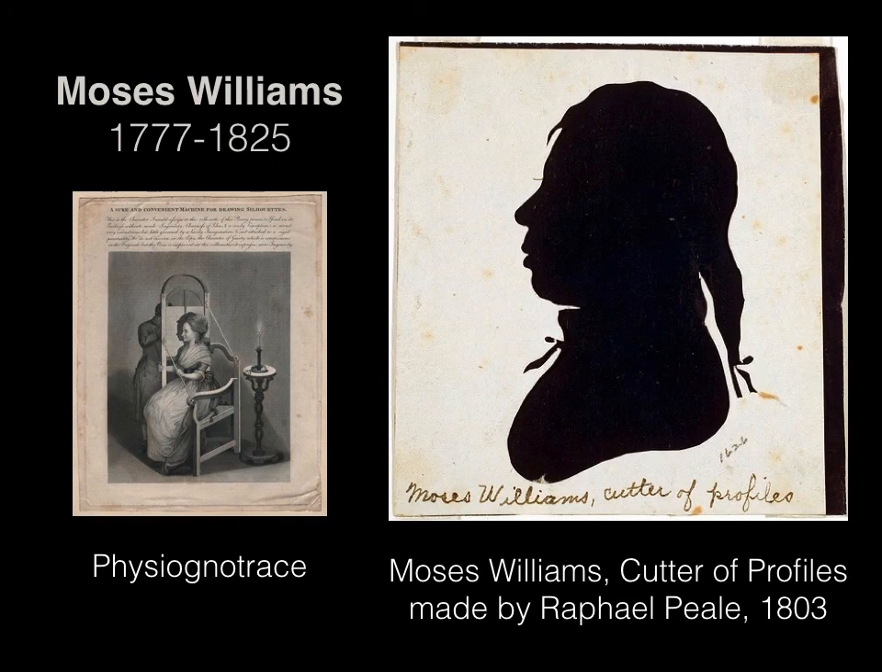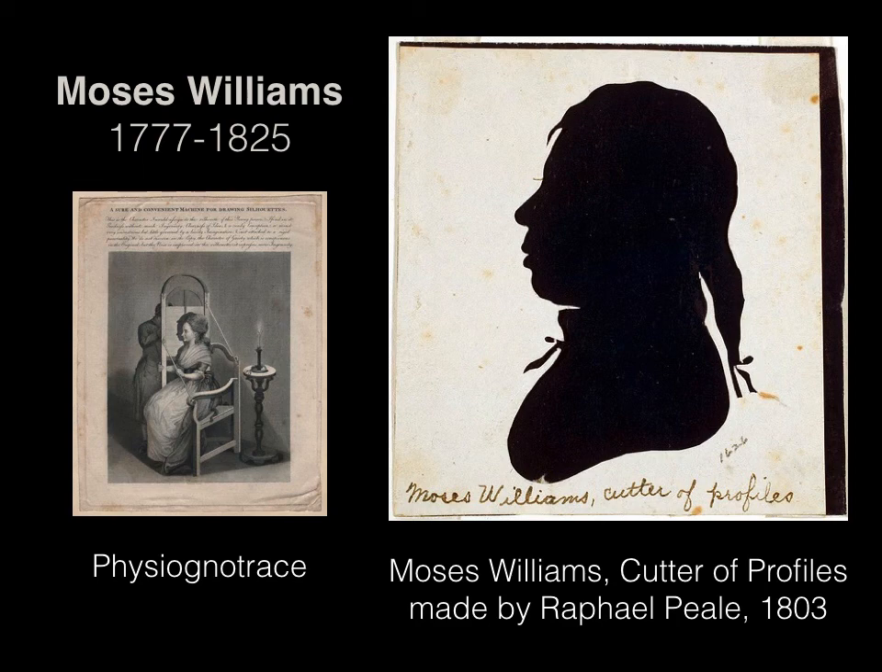Moses Williams is a worker who was a cutter of profiles. He worked for Charles Willson Peale, who was a well-known artist who painted the portrait of George Washington. Peale had a museum and he had a collection of paintings that people came to see. And while they were at his art museum, they would have their portrait cut.